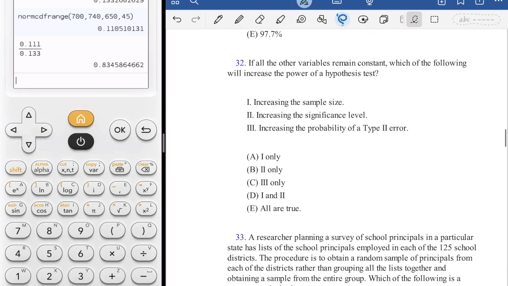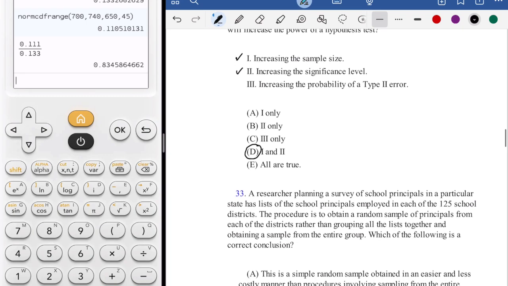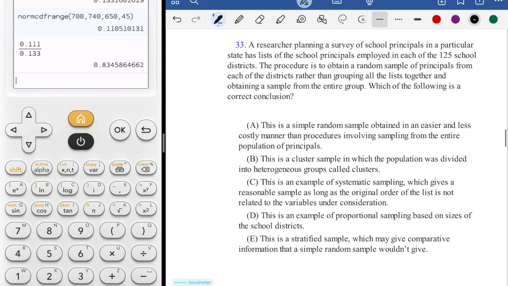All right, number 32. If all other variables remain constant, which of the following will increase the power of a hypothesis test? So increasing the sample size is one option, increasing the significance level, and increasing the probability of a type 2 error. It's going to be choices 1 and 2. Really, honestly, that is what we define as increasing the power of a hypothesis test. You increase the sample size and you increase the significance level. So that's more of a definition. I mean, there's theory behind it, but in crunch time now.